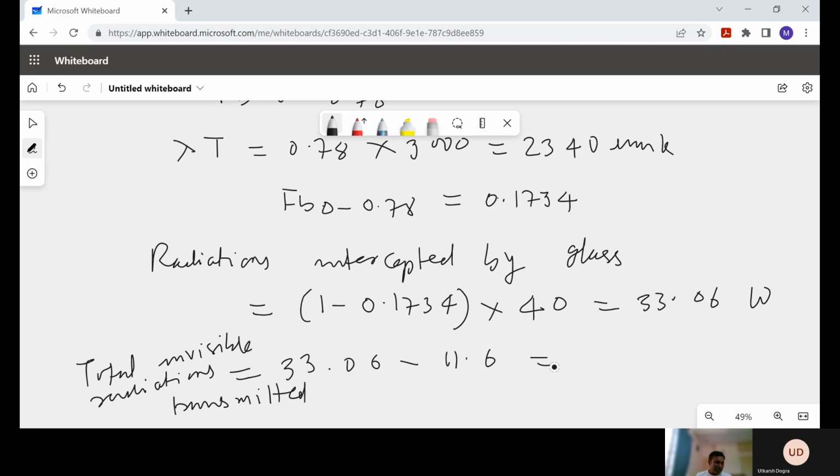So this will be 21.46 watt. Do you agree? Yes, sir. So what will be the transmissivity now?